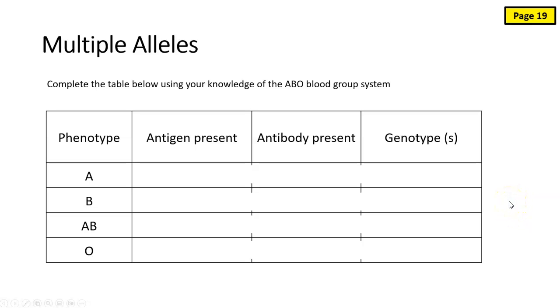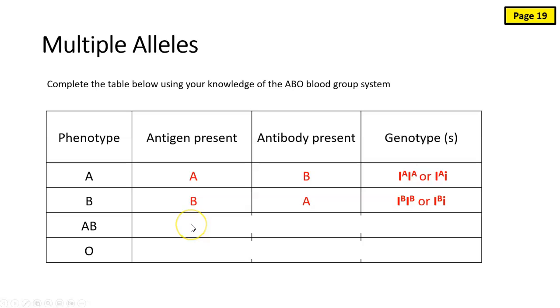Okay, hopefully you were able to do that without any issue. Most of this is, of course, revision from semester 1. So with blood group A, you have antigen A on the surface of the red blood cells and antibody B. So the possible genotypes that you may have are homozygous or heterozygous. For blood group B, it's the reverse.